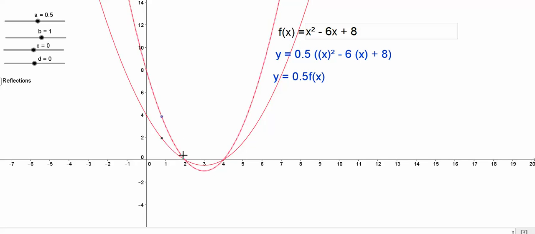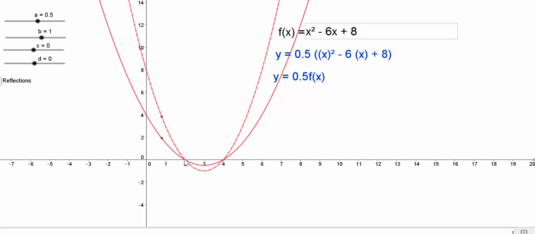or compressed the curve, and each point is half as far from the x-axis as it was. So this point here has been transformed to half as far from the x-axis. The y value here is about 4, it's now about 2, and the equation is y equals a half f of x. You can also see the minimum point is about half as far from the x-axis as before.